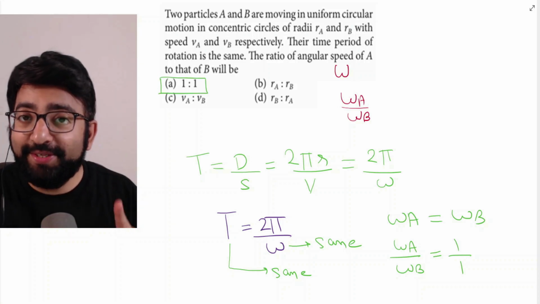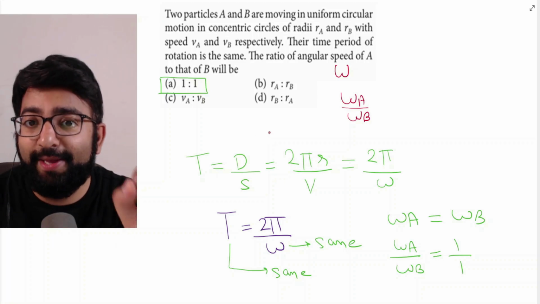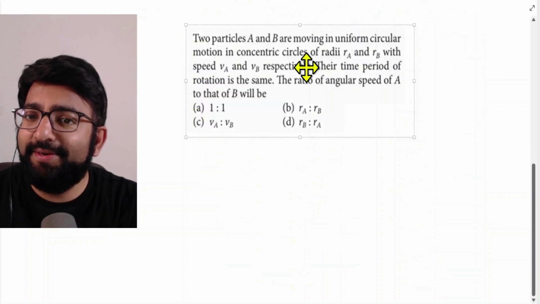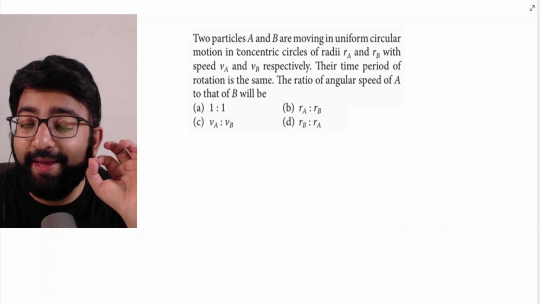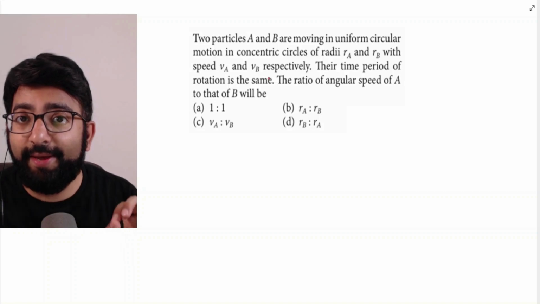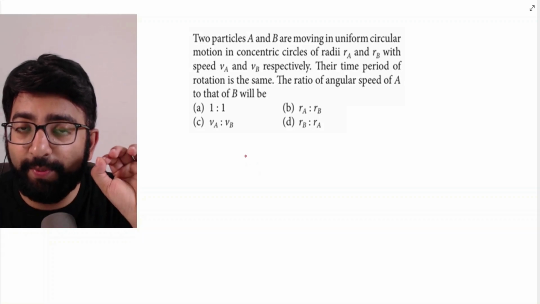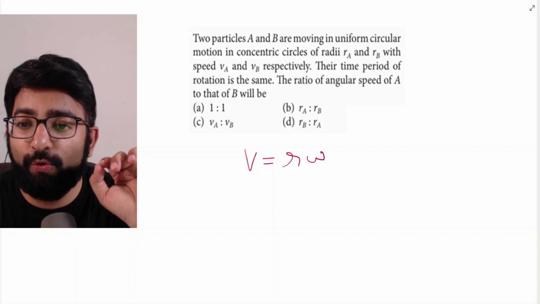All right, although the question is done, I am going to present one more approach which some students like to follow in this case. Let's see what that alternate approach is and whether it is even that effective. The speeds which were given to us were VA and VB. Those are linear speeds and we have to figure out the ratio of the angular speed. So some students use the formula which connects the linear speed with the angular speed, and the formula goes like this: V is equal to R omega.